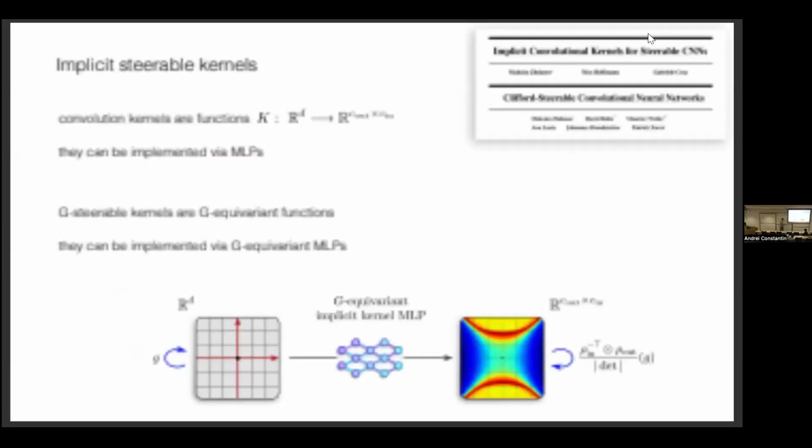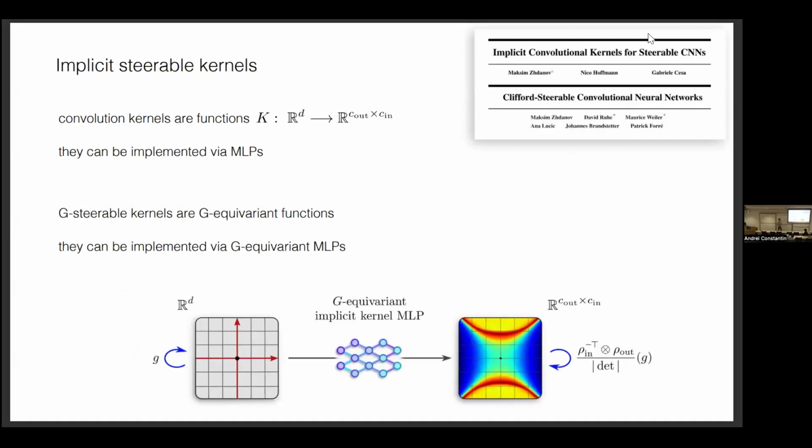And in the case of steerable kernels, what you have in addition is this G-steerability constraint, which is just an equivariance constraint. So you act on your input coordinates. This K of Gx equals, here you act with this tensor product representation of rho in and rho out. And you just need to ensure that this MLP here is equivariant with respect to these representations.